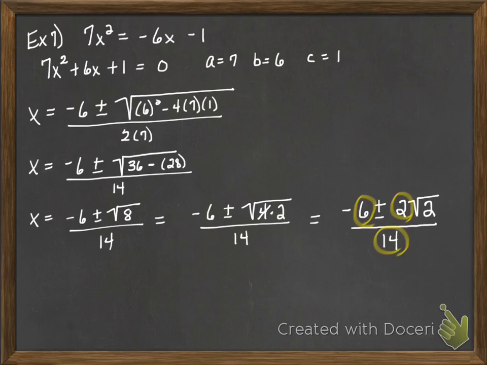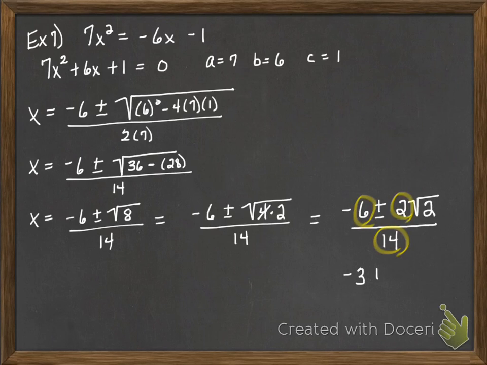So sometimes when you get to this step, your problem will reduce one more time. Sometimes you're finished. If there's not a number that will go into 6, 2, and 14, then that's your final answer. Okay? Because we can't do negative 6 plus a square root. So this is your final answer unless the 6, the 2, and the 14 will reduce, and it will reduce in this problem. So our answer is going to be negative, what?